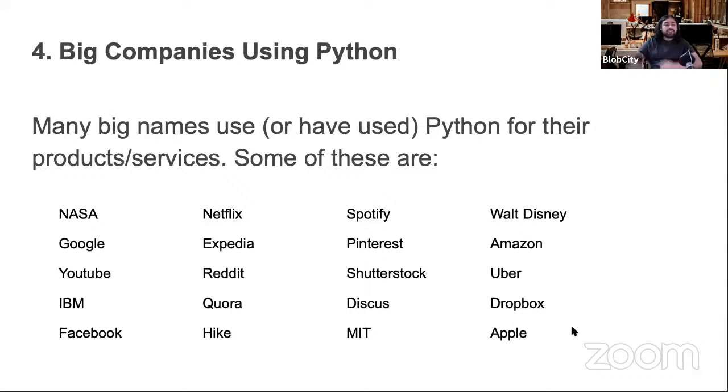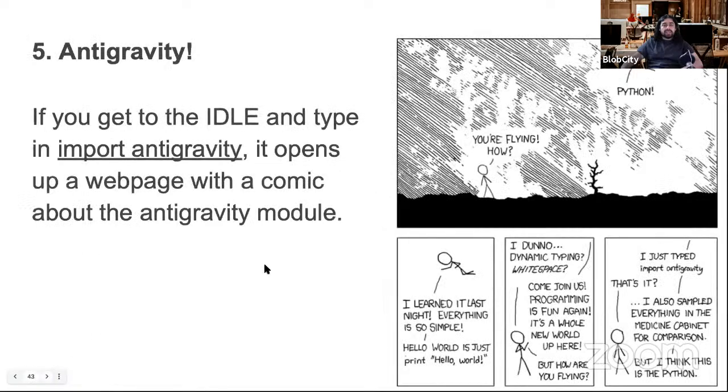Now, if you're looking for jobs in Python, there are some really large companies that use Python. Whether you look at NASA, Netflix, Spotify, YouTube, IBM, Dropbox, Hike, Walt Disney, Amazon, all of these companies extensively use Python for several of their products and services, and they do this day in and day out. So if you're looking for jobs in these companies and you know Python, it opens up a lot of doors for you.